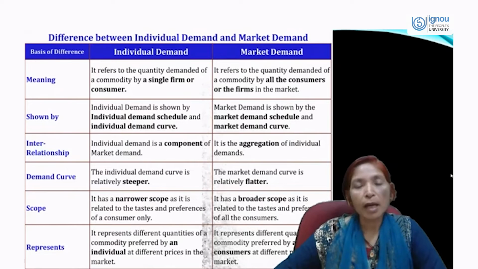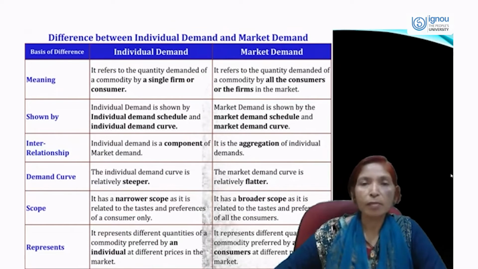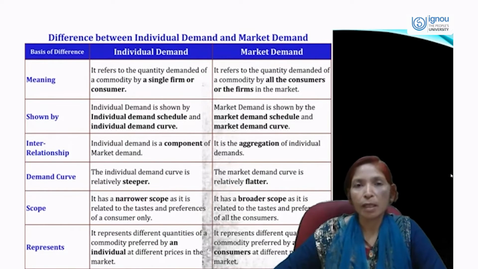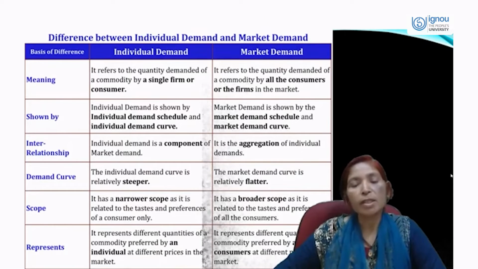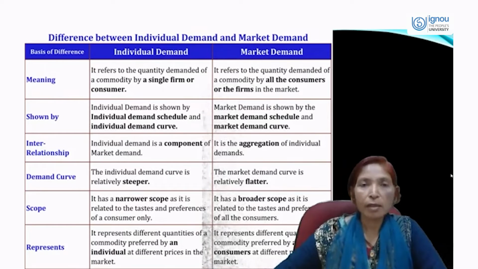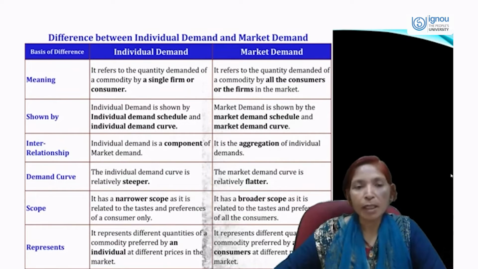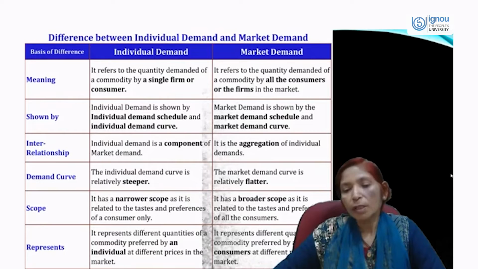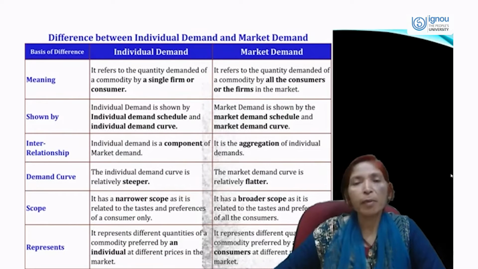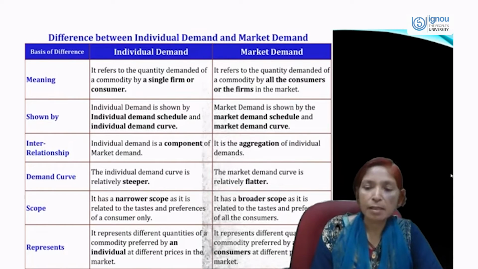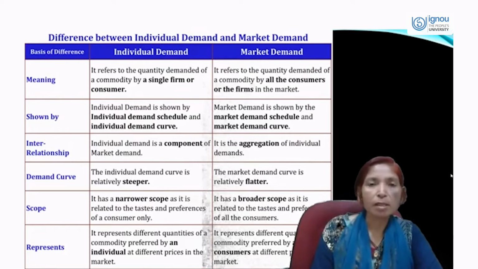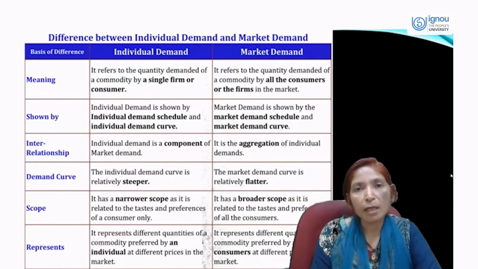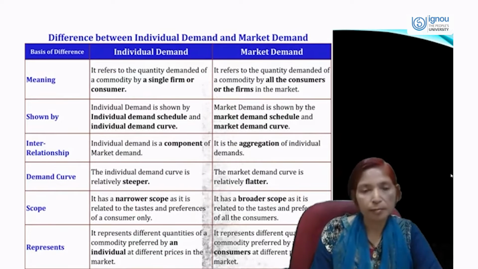Individual demand has a narrow scope as it is related to the taste and preferences of one consumer only, but market demand has a broader scope because it is related to the taste and preferences of all consumers. Individual demand represents different quantities of a commodity preferred by an individual at different prices in the market, and market demand refers to different quantities of a commodity preferred by all consumers at different prices in the market. So this is the basic difference between individual demand and market demand.